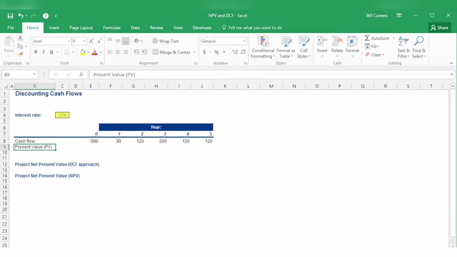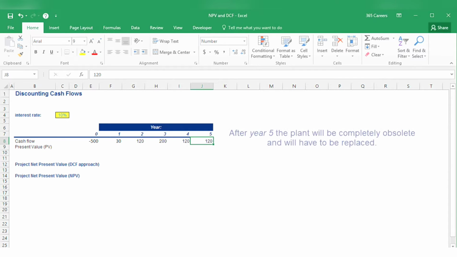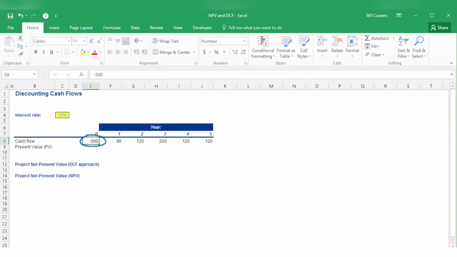A firm plans to build a plant that will produce the following cash flows: 30 in year 1, 120 in year 2, 200 in year 3, and 120 in years 4 and 5. After year 5, the plant will be completely obsolete and will have to be replaced. The plant costs $500.